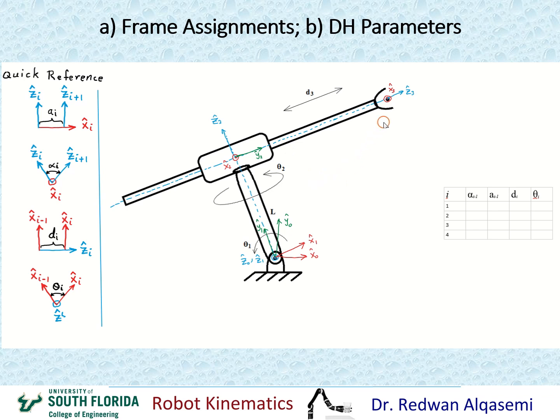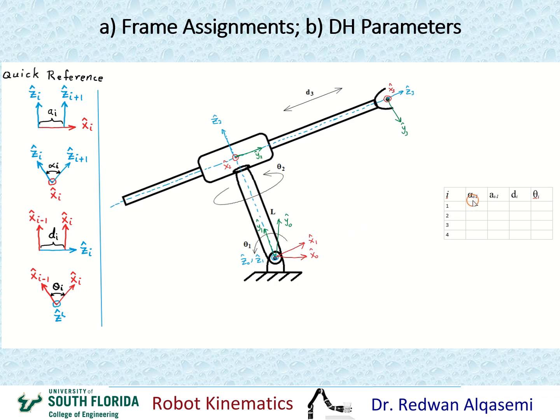And then for y3, again, this is the intersection between z3 and x3. So y3 will have to be going down this way. And that would be y3. Okay, and that completes all the axis assignments. And we have axes from 0 to axis number 3. Now let's see how we can get the DH parameters out of these axes here.